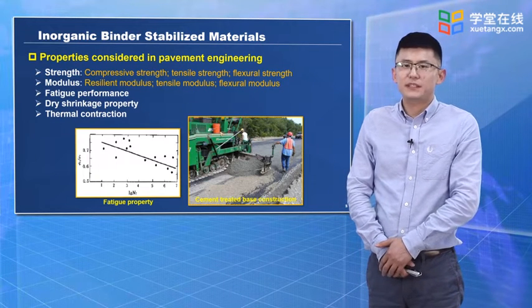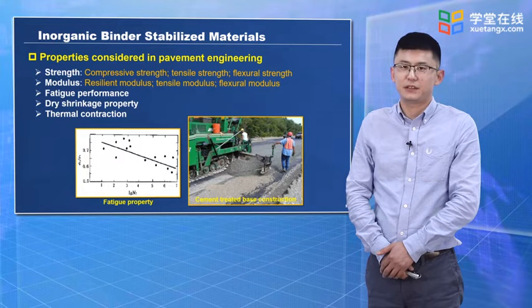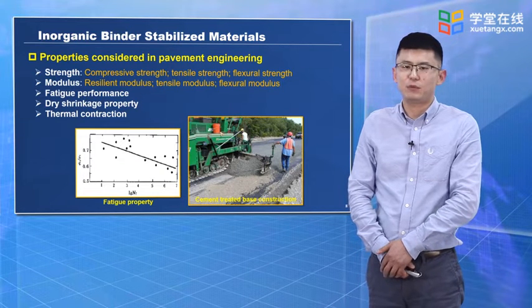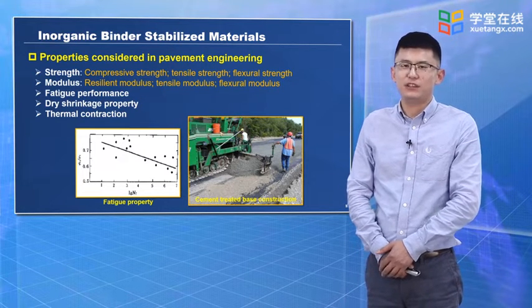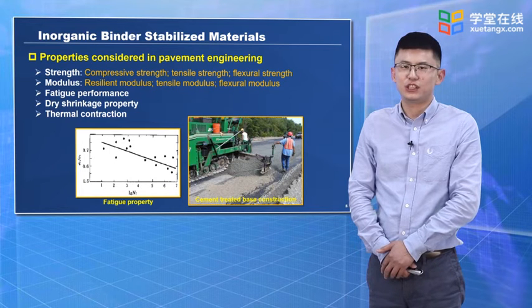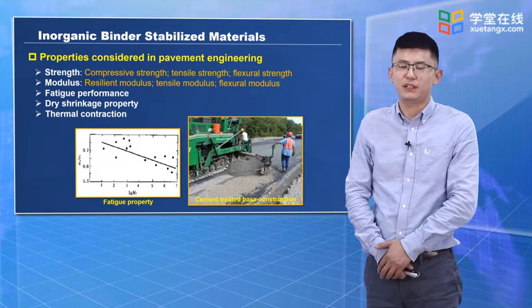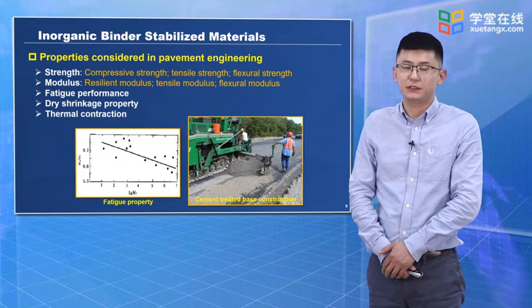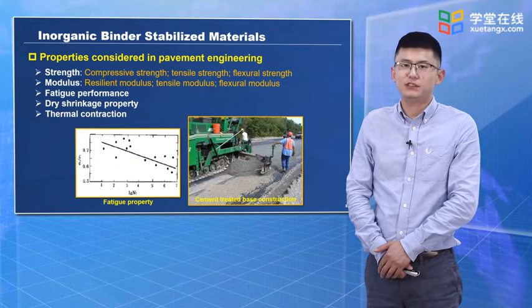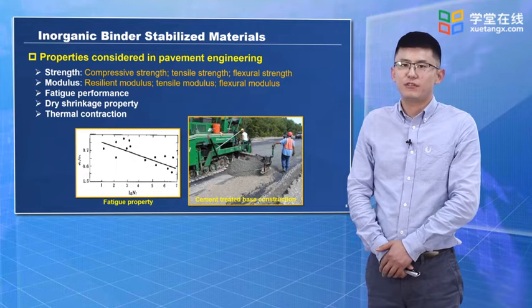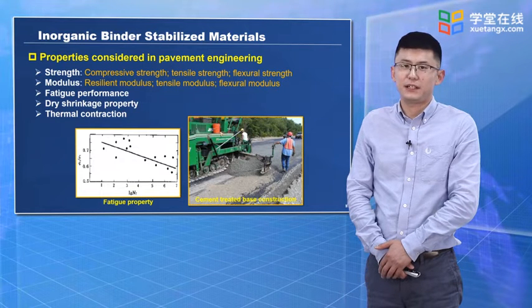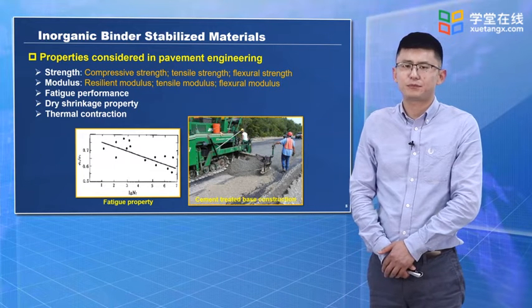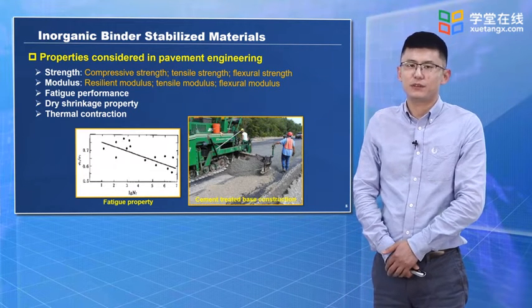And for the properties considered in pavement engineering, because we know that they have some mechanical properties, what are the main properties we need to consider? Here we list some of them. First, the strength. We have the compressive strength, the tensile strength, and the flexural strength. All of them are important. And also the modulus: the resilient modulus, tensile modulus, flexural modulus, and the fatigue performance.